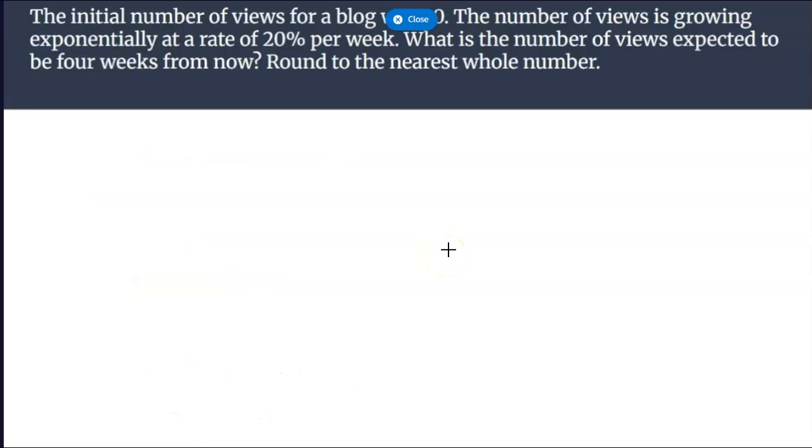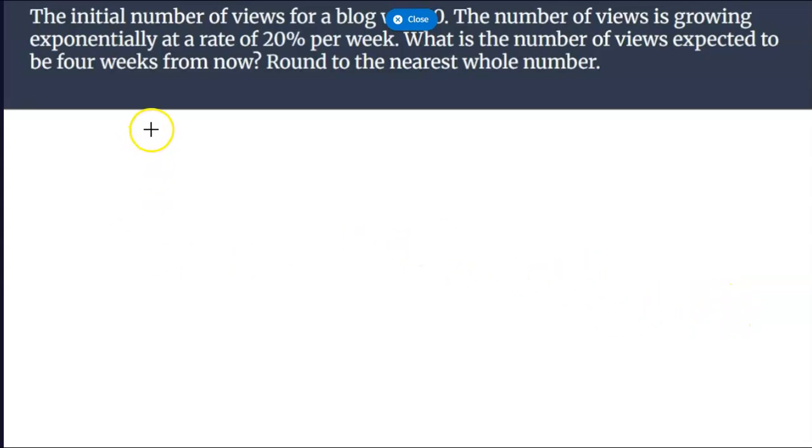And finally, our last problem here says the initial number of views for a blog was 20. The number of views is growing exponentially at a rate of 20% per week. What is the number of views expected to be 4 weeks from now? Round your answer to the nearest whole number.